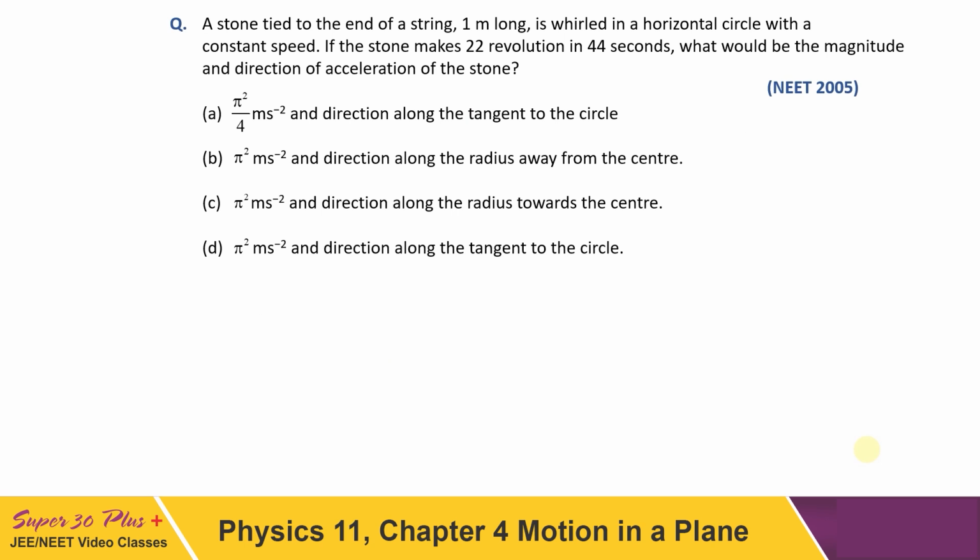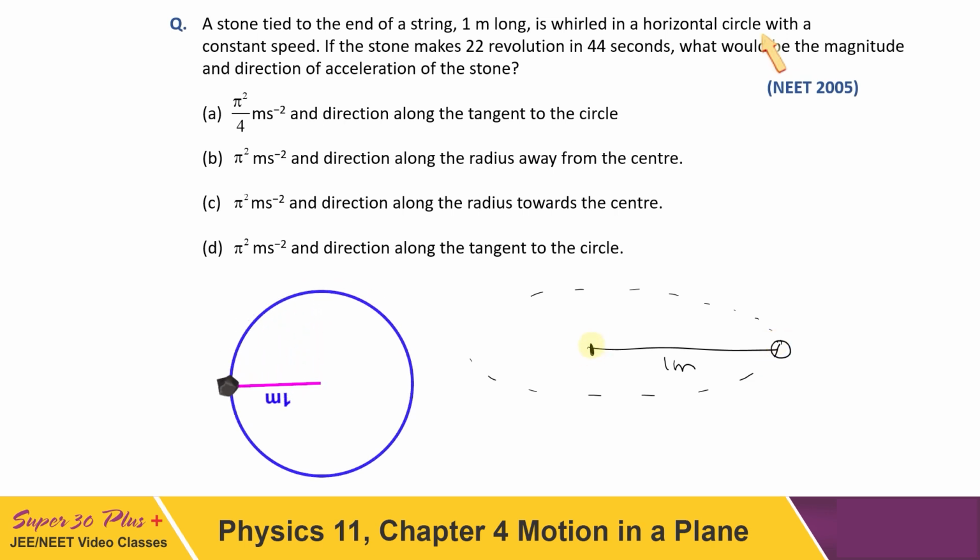One more question is there. A stone tied to the end of a string 1 meter long. So this is the 1 meter long string and at one end a stone is tied. It is whirled in a horizontal circle. Okay, so this is moving in a horizontal circle, this point being fixed, and it is moving along this circle with a constant speed. If the stone makes 22 revolutions in 44 seconds, what would be the magnitude and direction of acceleration of the stone?